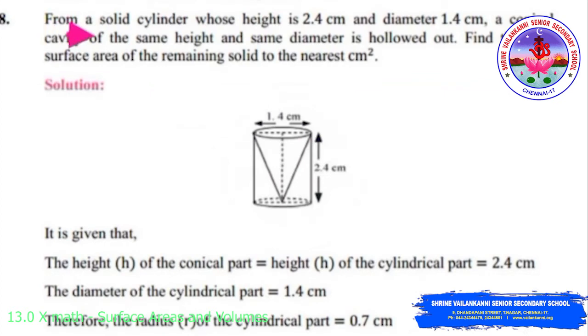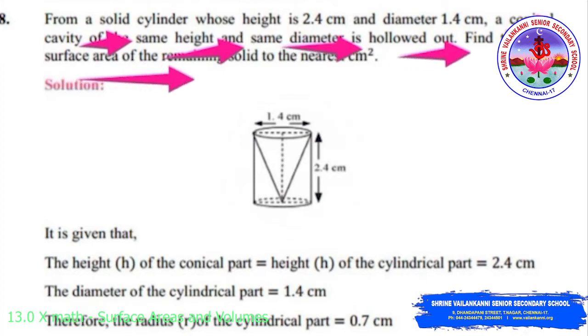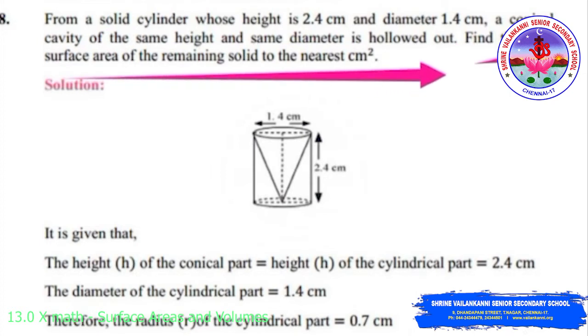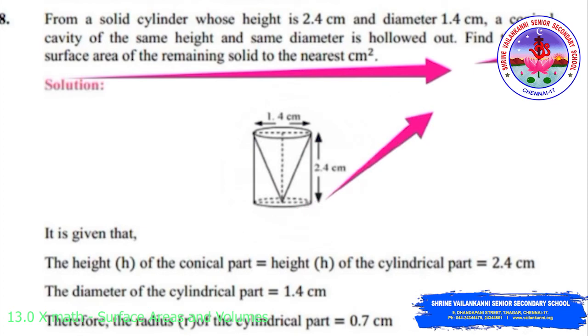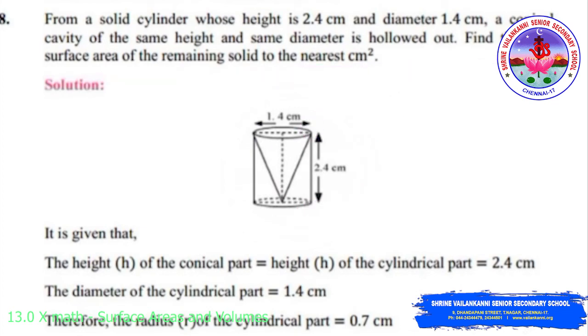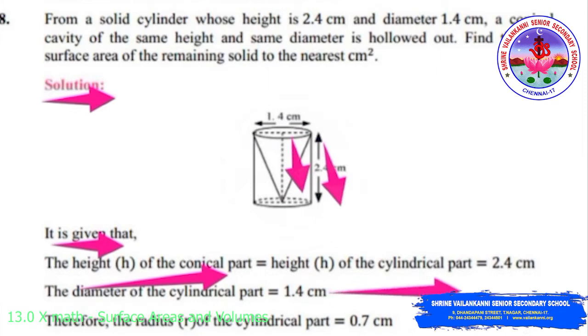Sixth question. From a solid cylinder whose height is 2.4 centimeter and diameter 1.4 centimeter, a conical cavity of the same height and the same diameter is hollowed out. Find the total surface area of the remaining solid to the nearest centimeter square. He has given the figure of a cylinder, inside which the shape of a cone is hollowed out. Coming to the solution, it is given that the height of the conical part is equal to the height of the cylinder. The height of the cylinder is given as 2.4, so therefore the height of the cone is also equivalent to 2.4 centimeter.